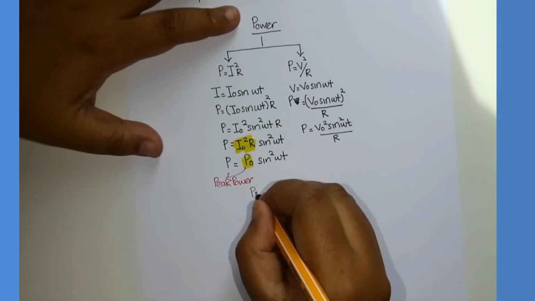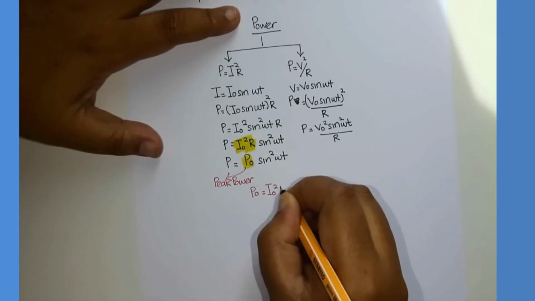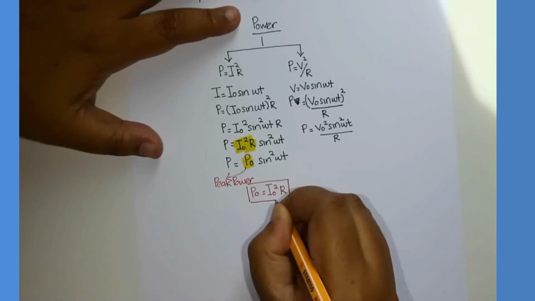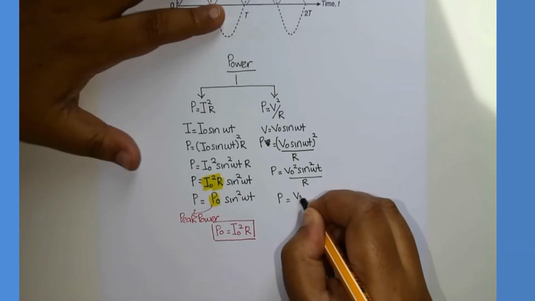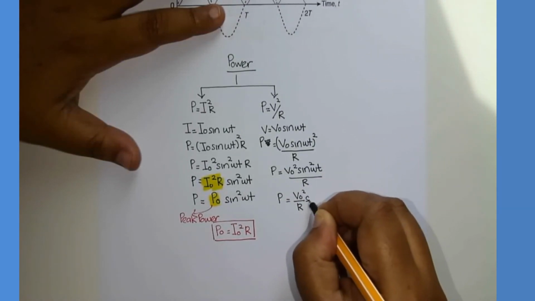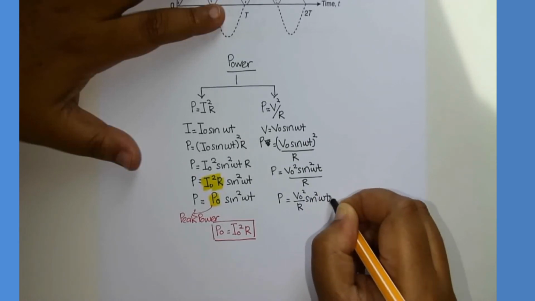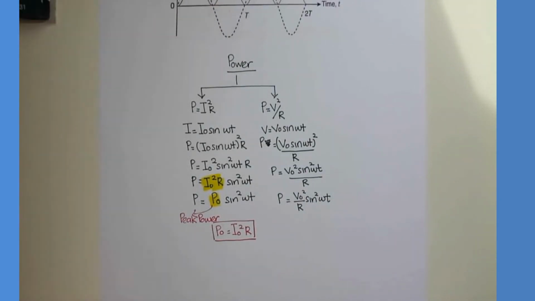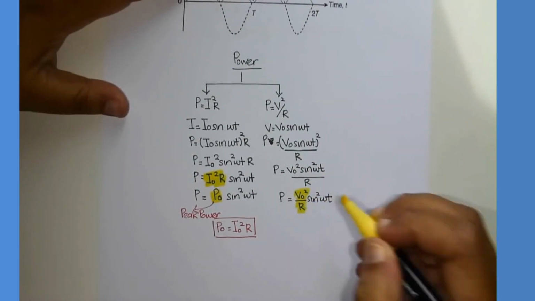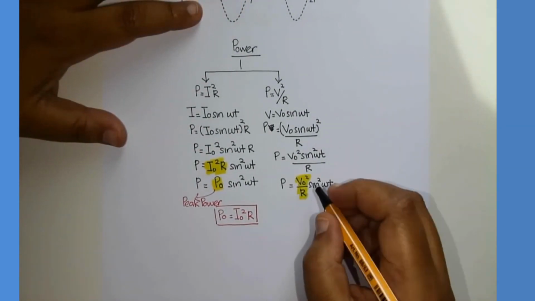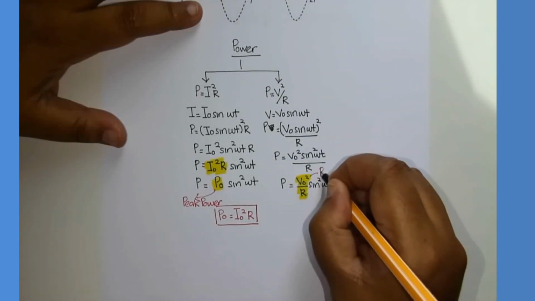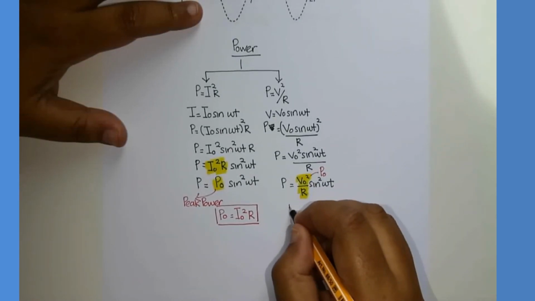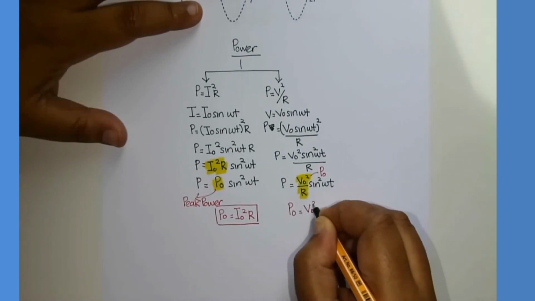So peak power P naught is equal to I naught square R. And if I do it here, I said P equals V naught square over R sine square omega t. So this V naught is peak power. So I can say this is peak power P naught. So I can get P naught is equal to V naught square over R. Peak power.